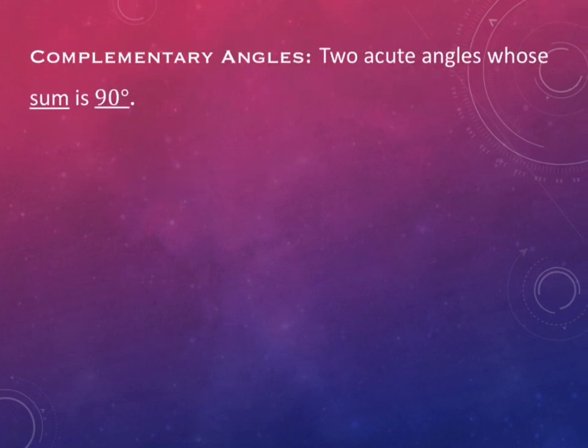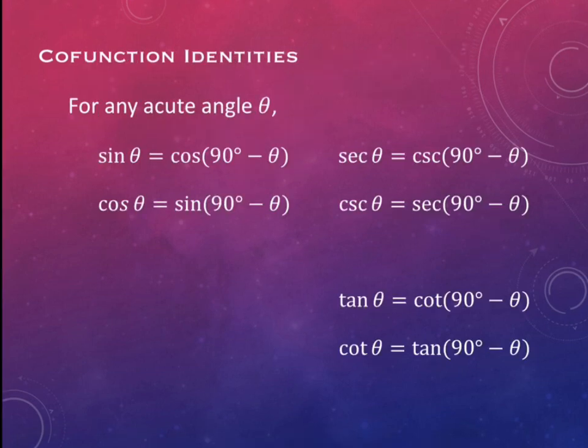Complementary angles. You see those in geometry as well. These are 2 acute angles whose sum is 90, right? That's why the 30 and the 60 were complementary. 30 and 60 added to 90, 45 and 45 added to 90, but you can do this with any values. So if I give you a number that's less than 90, we can find its complement. And because of complementary angles, we have another set of identities called cofunction identities.